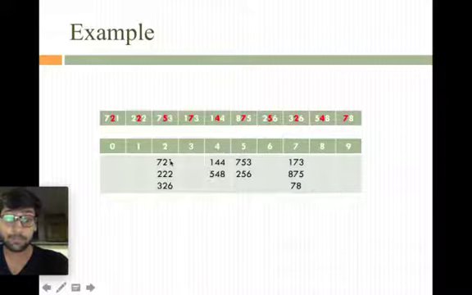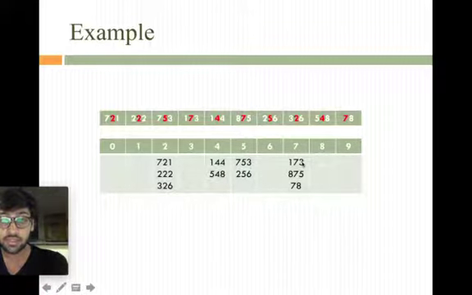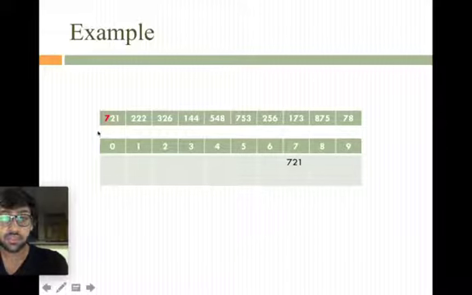This is because the previous pass and the current pass have sorted all the numbers up to the last two digits. So we have 21, then 22, and then 26. Similarly 44 and 48, 53 and 56, 73, 75, and 78. Now finally we'll generate the next sorted list. After the second pass, starting from the left, the list that we have is 721, 222, 326, then 144, 548, 753, 256, 173, 875, and then 78. So this is the list that we obtain.